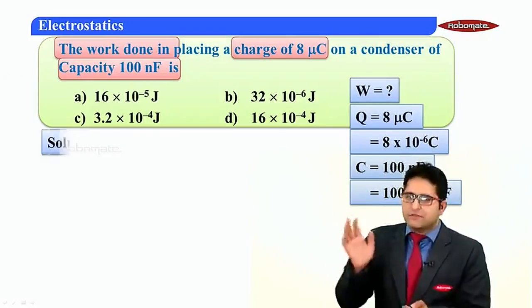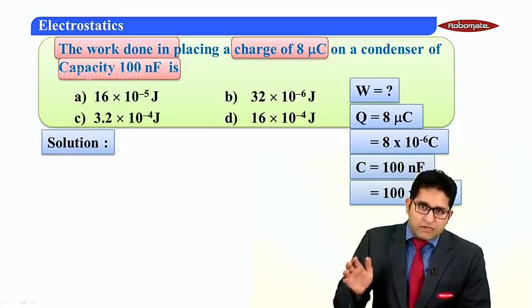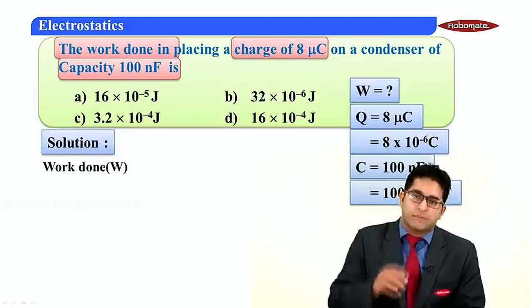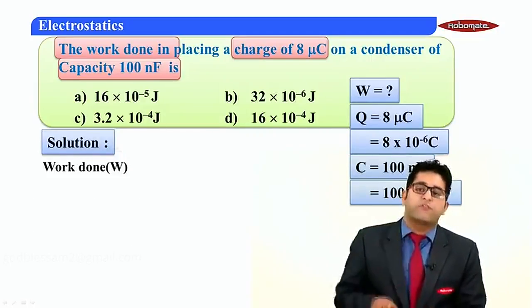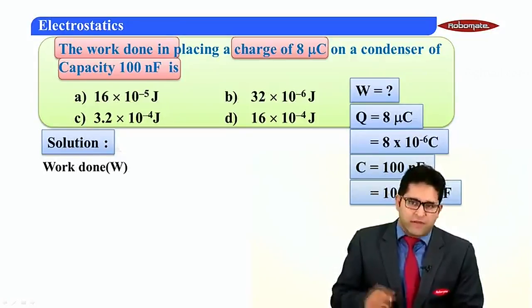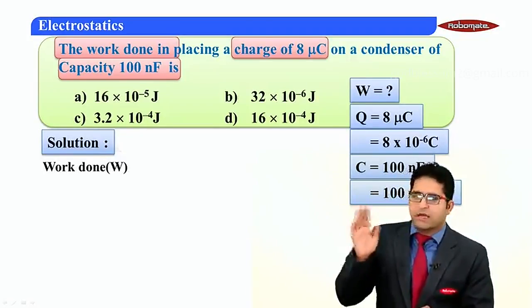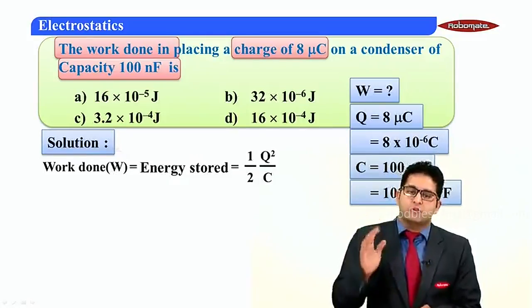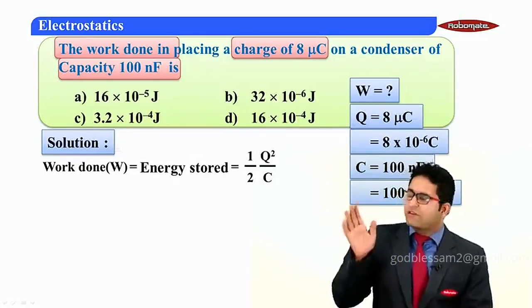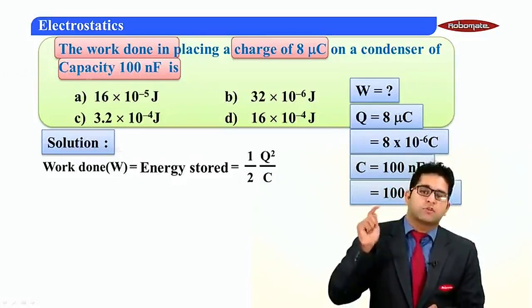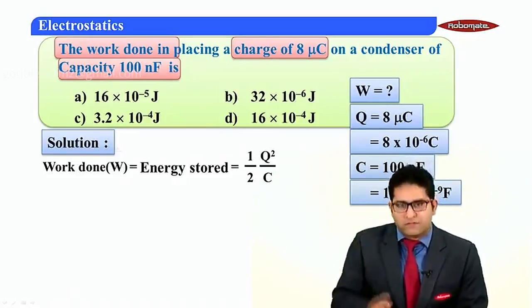So I can say in solution, work done in charging a capacitor is equal to the energy stored in the capacitor. And here we need to write the formula of energy in terms of charge and capacity. So work done is equal to energy stored, and this should be equal to half into Q square upon C. Why have we written this formula? Because we are provided with the value of charge, and we are also provided with the value of capacity, right?